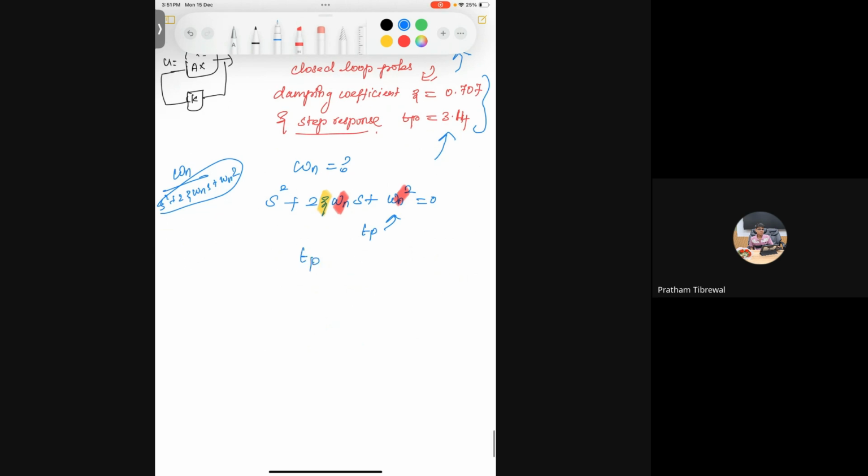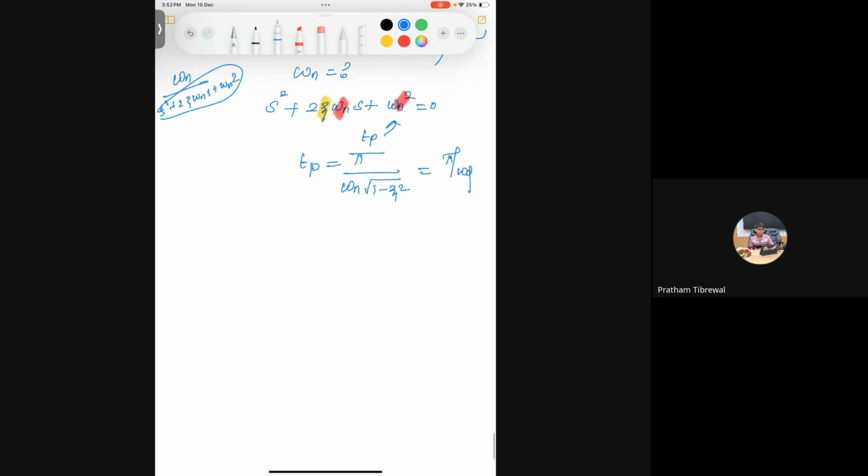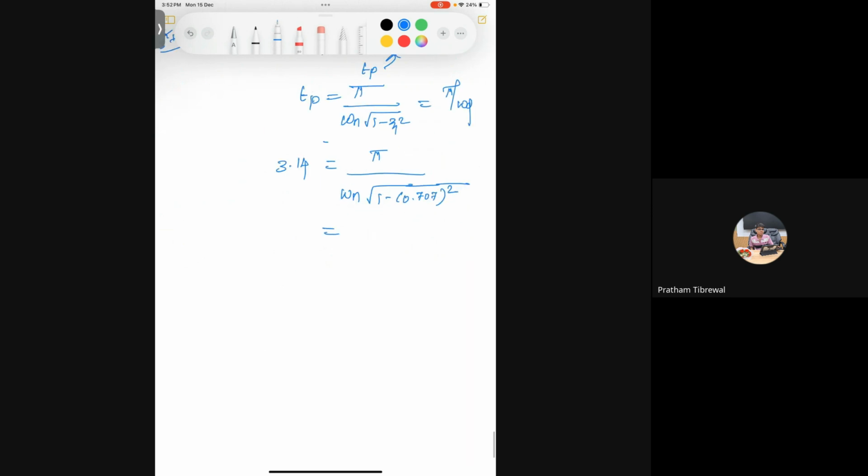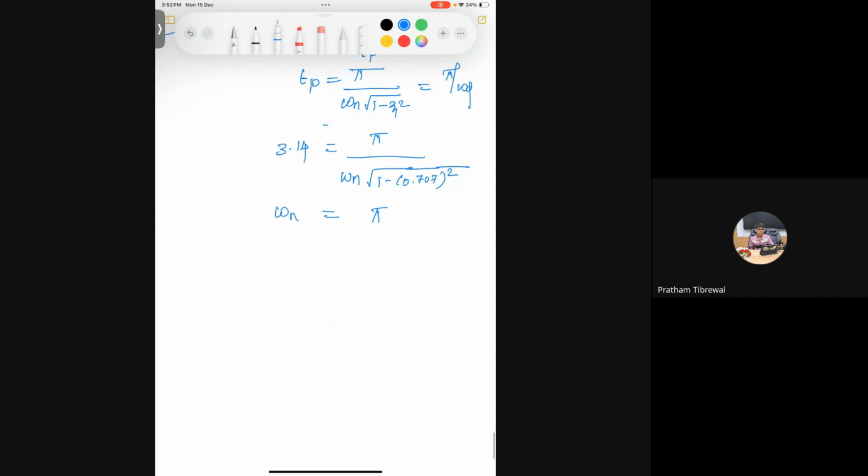What is the relation between tp and omega n? The formula you know: tp equals pi divided by omega n into root of 1 minus zeta square. Otherwise we simply call this pi by omega d, where omega d is omega n into root of 1 minus zeta square. Here you know pi. You don't know omega n, but you know tp, 3.14. Zeta square we also know, it is 0.707 the whole square. Now keep omega n here, 3.14 here, and 1 minus 0.707 into 0.707.